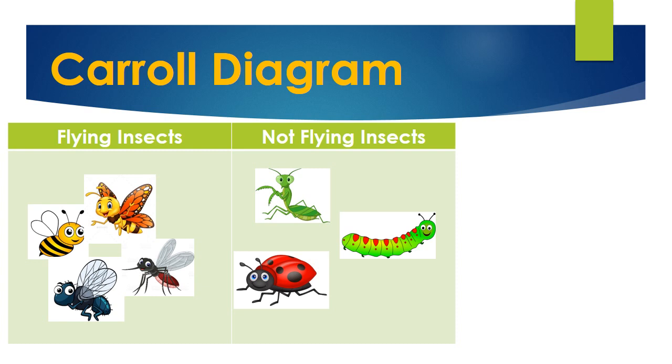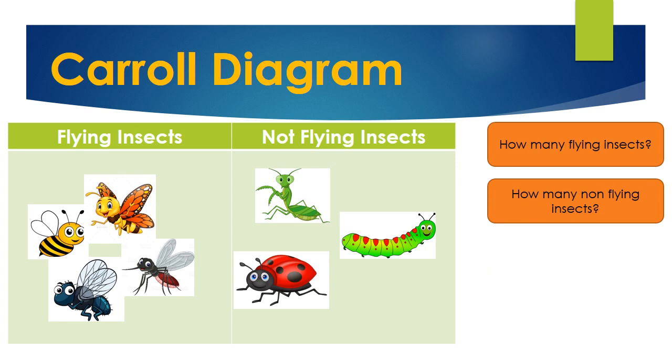Now let's answer the questions. In order for you to answer the questions, you have to look at our Carroll diagram. Are you ready, kids? How many flying insects do we have in our Carroll diagram? We have 4. How many non-flying insects? There are 3.